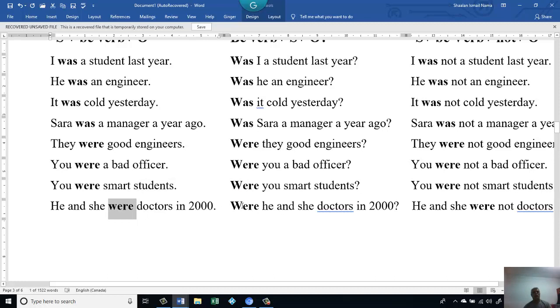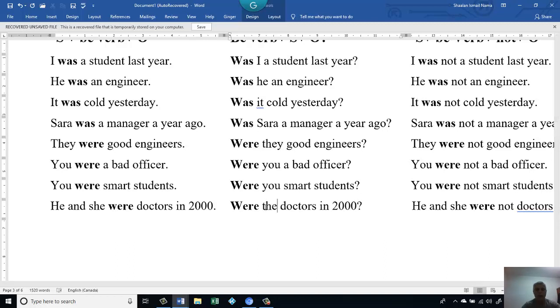Then if we make a short question, take the auxiliary verb and put it in front of the subject. Then we say: were he and she doctors in 2000? Or sometimes we could say were they instead of all this. We make it short, we say they. Were they doctors in 2000? You could say yes, they were, or no, they were not. To make it negative, we say he and she were not doctors in 2000.